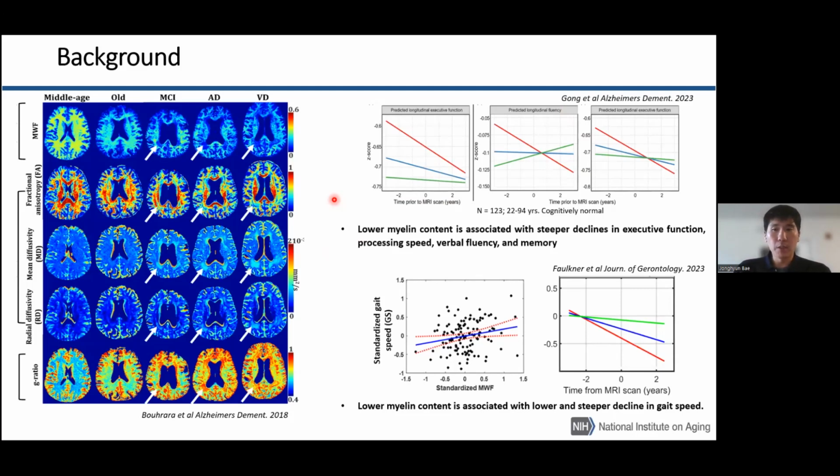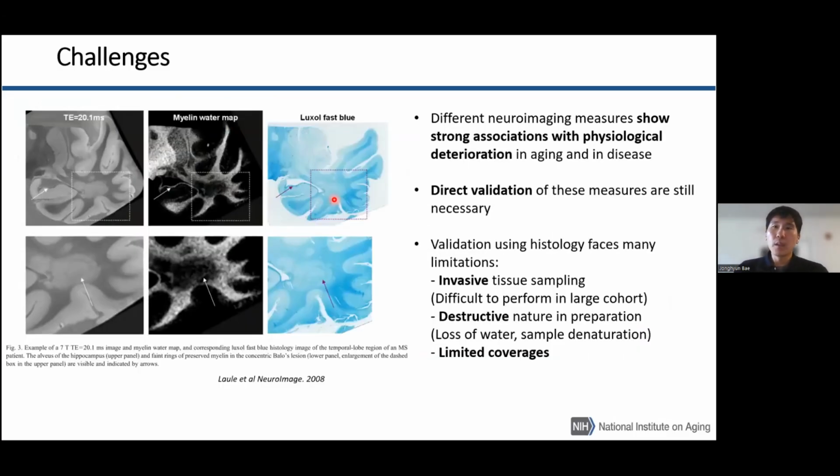Also, another study from our lab has demonstrated that lower myelin content is also associated with lower and steeper decline in gait speed, suggesting its association with decline in motor function. Although these findings from neuroimaging have demonstrated strong association with physiological changes in aging and also in patients, direct validation of these measures is still necessary to confirm we are measuring what we claim to measure.